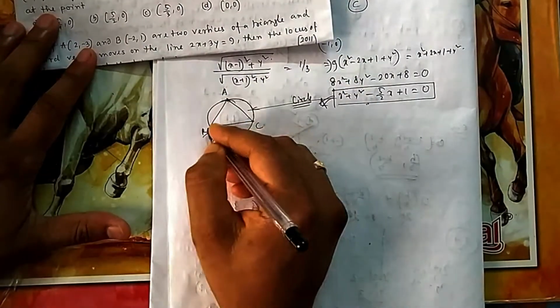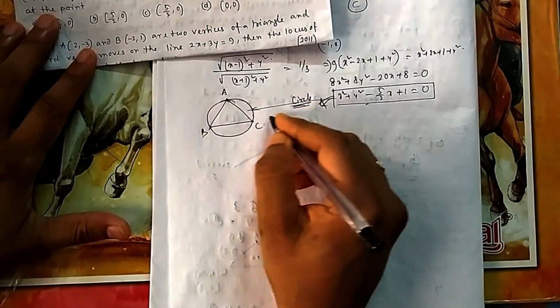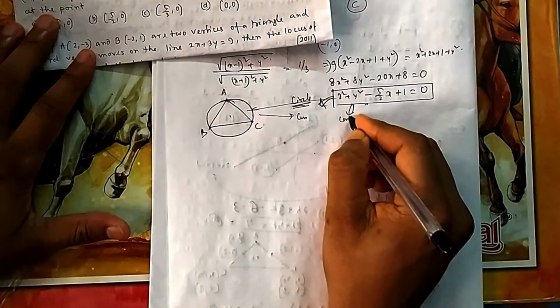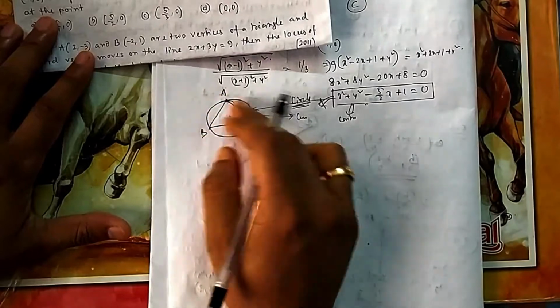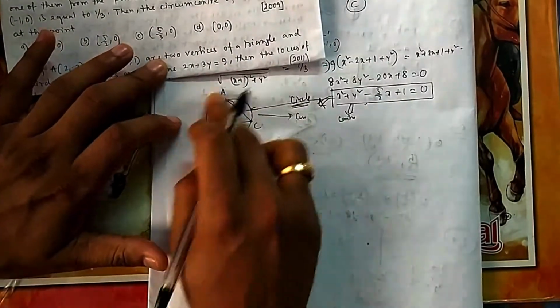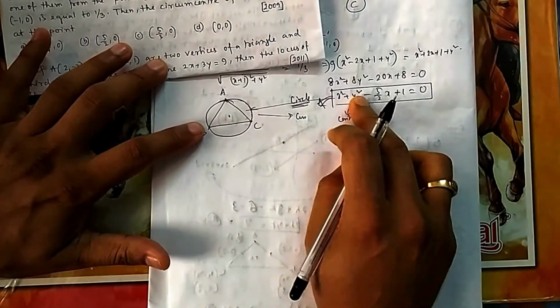So what is the circle? This is the circumcircle. This circle becomes the circumcircle. So the center of this circle, if you calculate it, becomes the circumcenter of triangle ABC, because this is the triangle ABC and the circle is circumscribing it. So the center of this one is nothing but the center of that one.